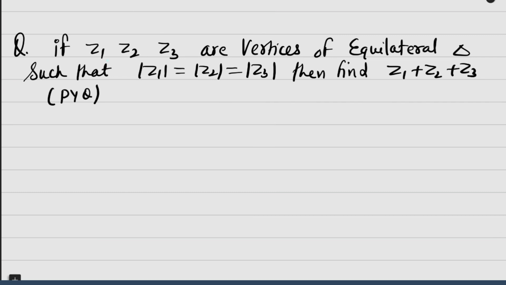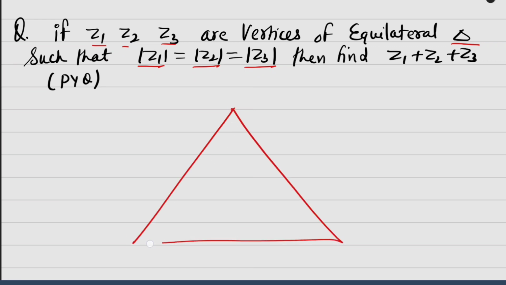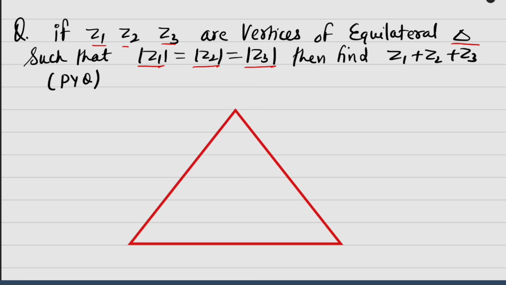In this problem it says: if z1, z2, z3 are the vertices of an equilateral triangle such that the modulus of z1, the modulus of z2 and the modulus of z3 are the same, then find z1 plus z2 plus z3. Okay, it is a previous year question. So first I draw the triangle. Let us say this one is z1, this one is z2, this one is z3, this is a, this is b, and this is c.